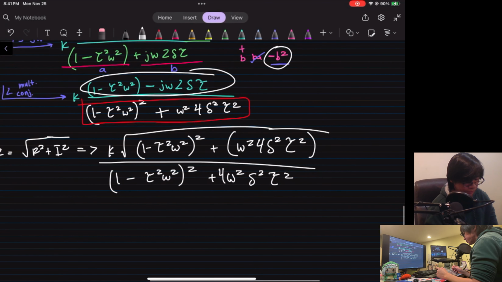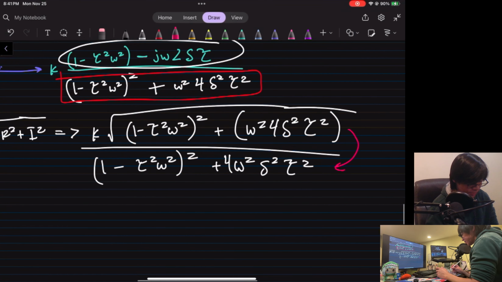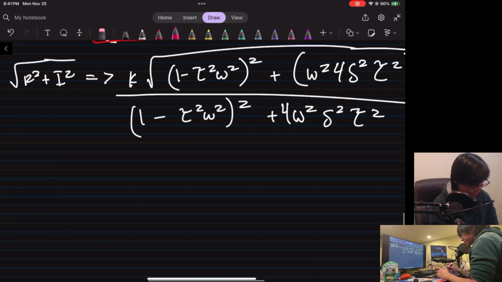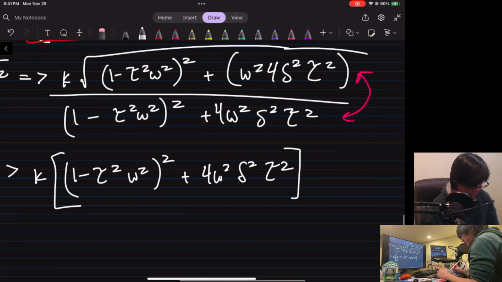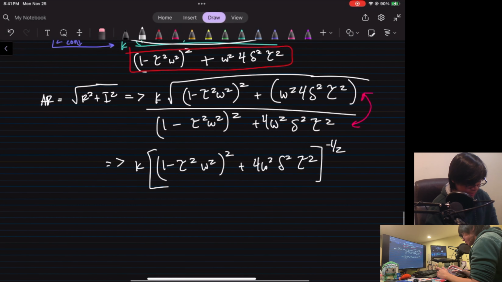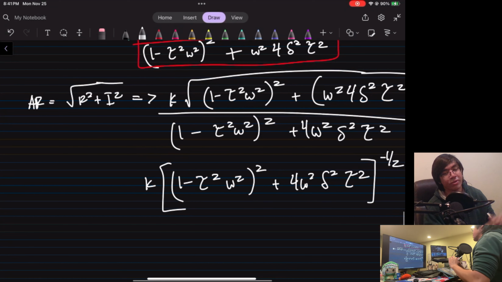There we go. Yeah, and you'll notice that these are actually the same again. So this simplifies down to k times 1 minus tau squared omega squared, squared, plus 4 omega squared zeta squared tau squared. I'm going to bracket and then raise to -1/2. So that's our amplitude ratio. I won't bother with the phase lag since I mentioned earlier this is a second order system, which is just 2 first orders in series.